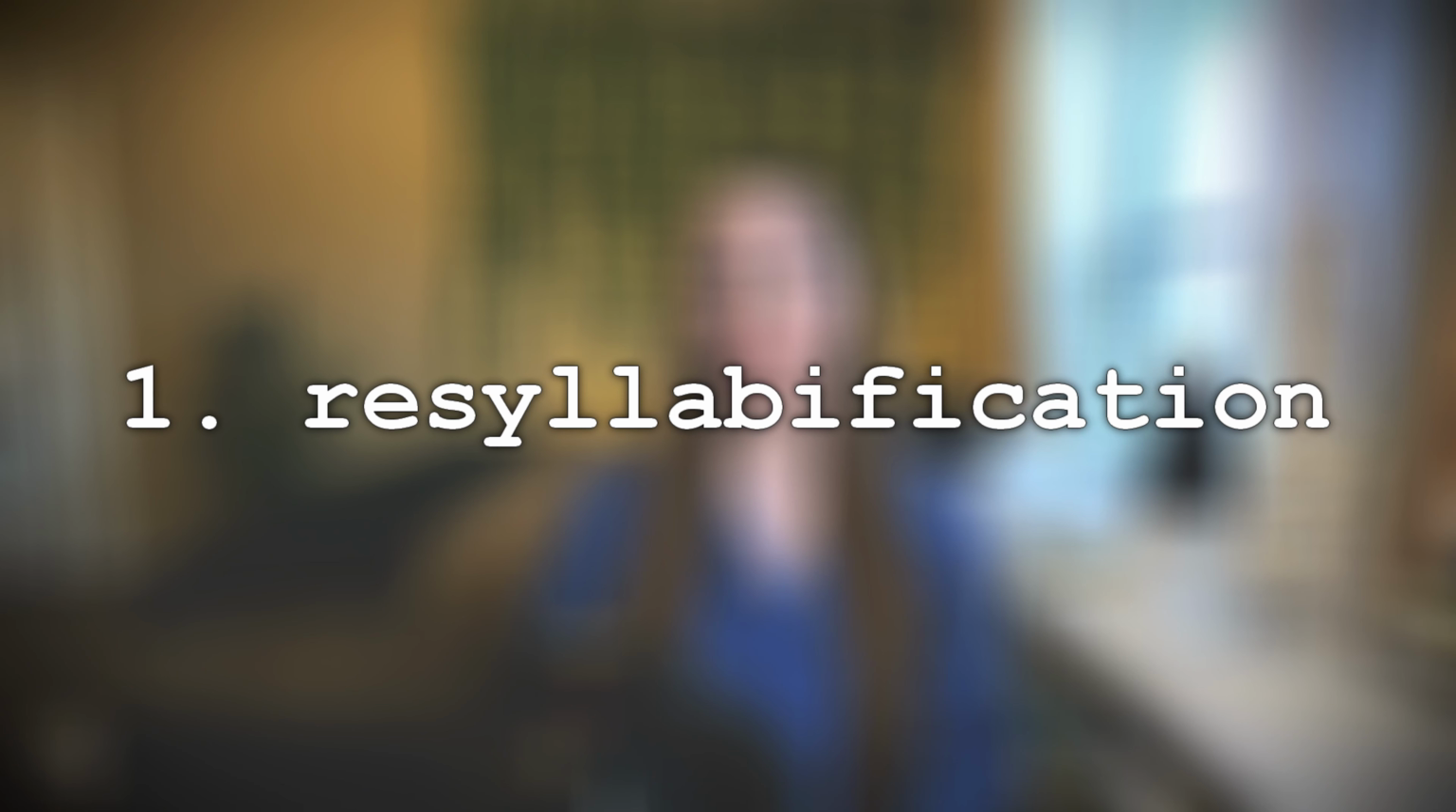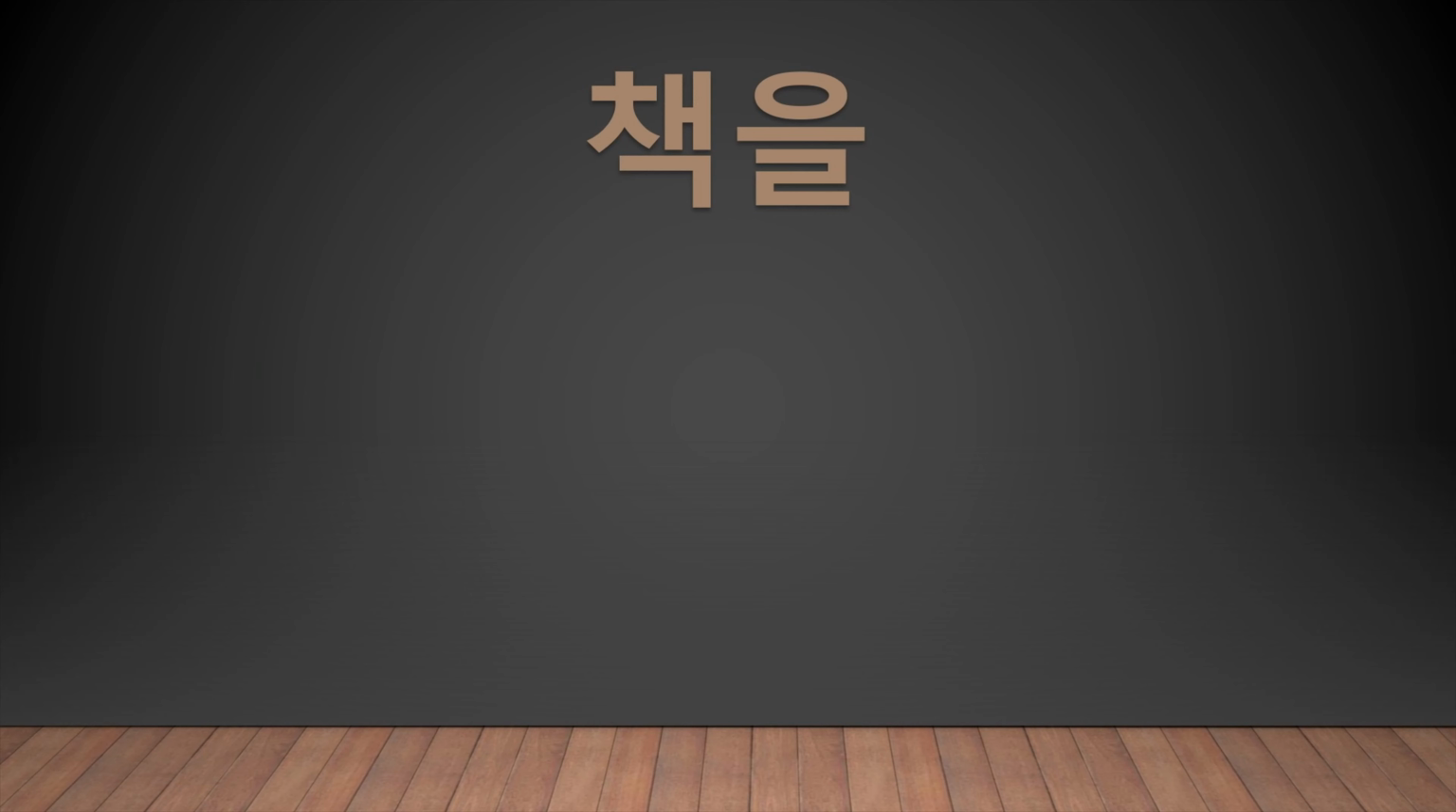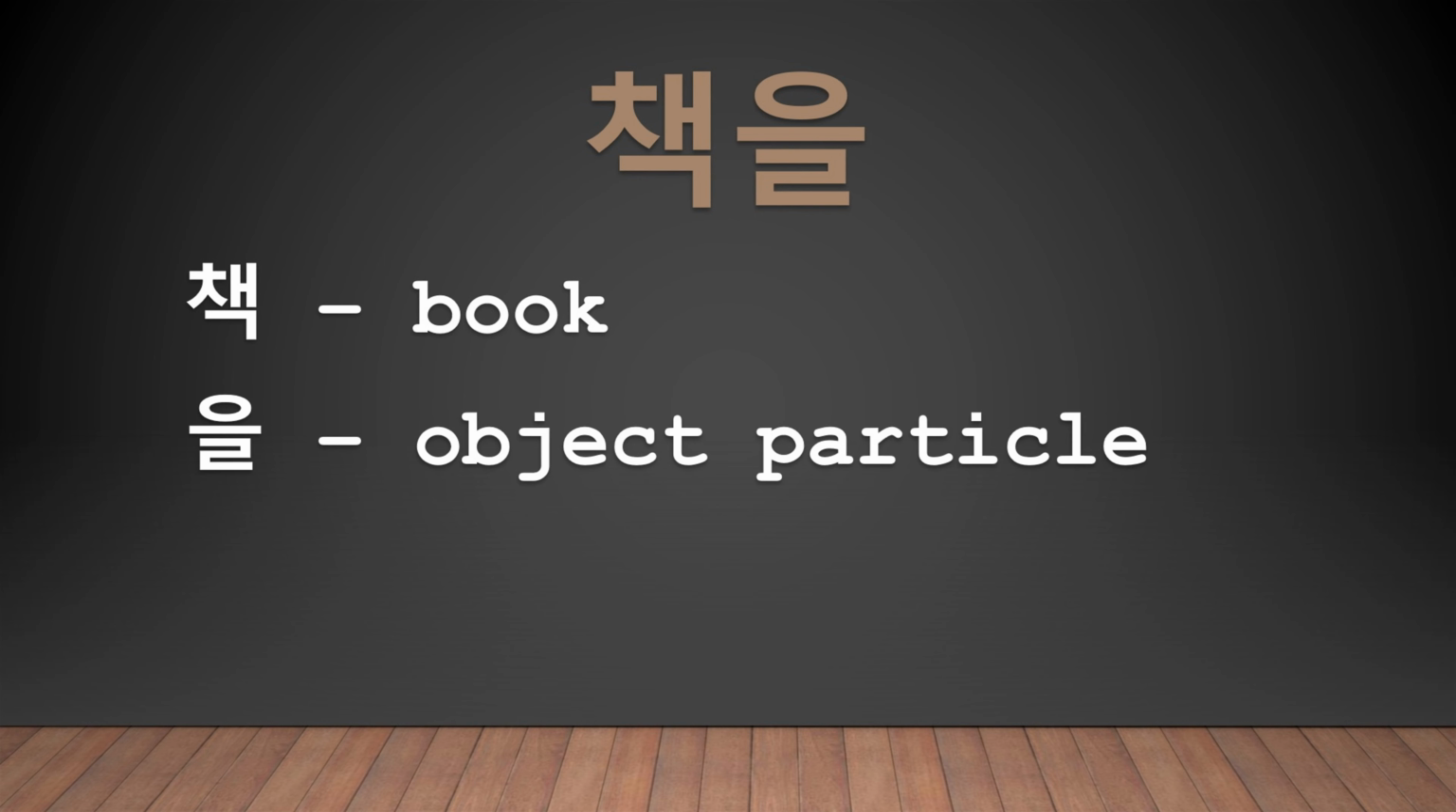The first rule I'll be covering is actually one that is most commonly seen throughout Korean, and this one is called resyllabification. I'll start off each rule by giving some examples in which you can see these rules, and then we'll break it down together. You can see resyllabification in the following word. 책을. 책 meaning book, and 을 being the object particle.